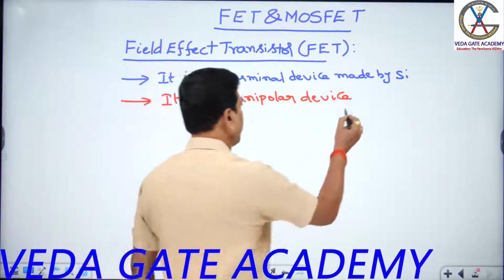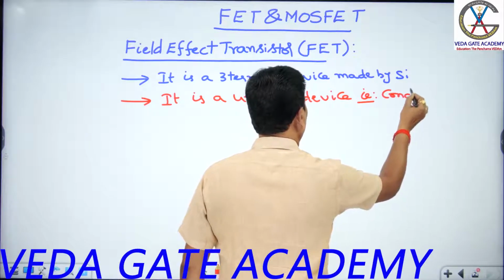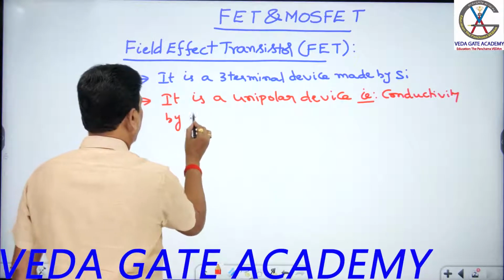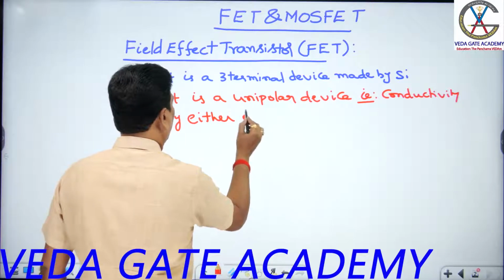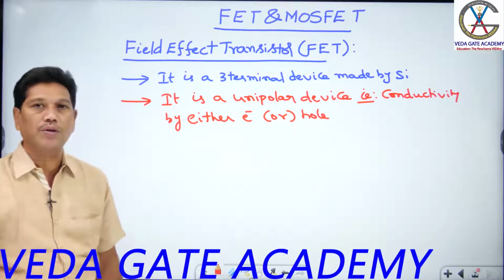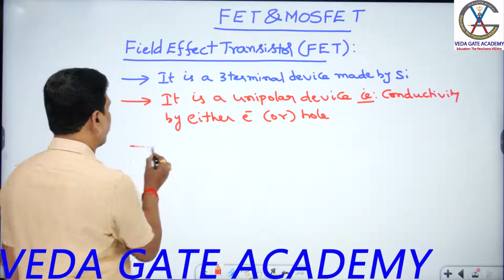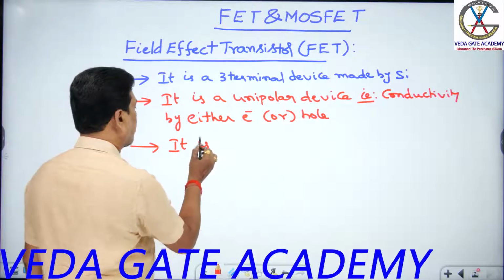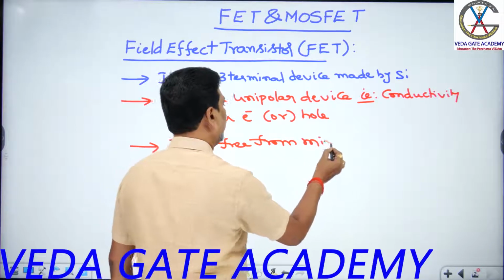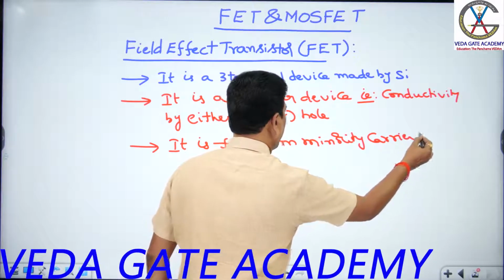What is the meaning of unipolar? It means only one type of carrier participates in conductivity, that is, conductivity by either electrons or holes, not by both. In BJT, the current conduction is by both electrons and holes. Here conductivity is by either electron or hole only, not by both. So it is free from what, sir? It is free from minority carrier effect, students. In the case of BJT, the minority carrier effect is more.